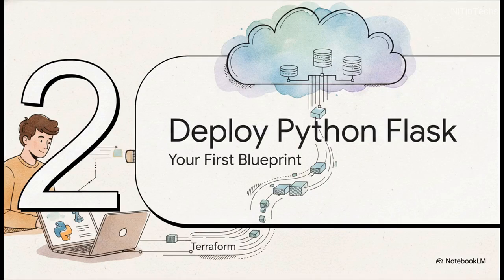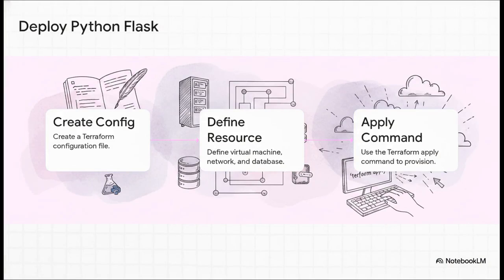Moving right along to Section 2, Deploying Python Flask, your first blueprint. So, picture this. You've just built this amazing Python Flask app locally on your laptop, and you are ready for the world to see it. Getting it up to the cloud is actually a surprisingly straightforward three-step process. Step 1. You create a Terraform configuration file. Think of this as your blank canvas.